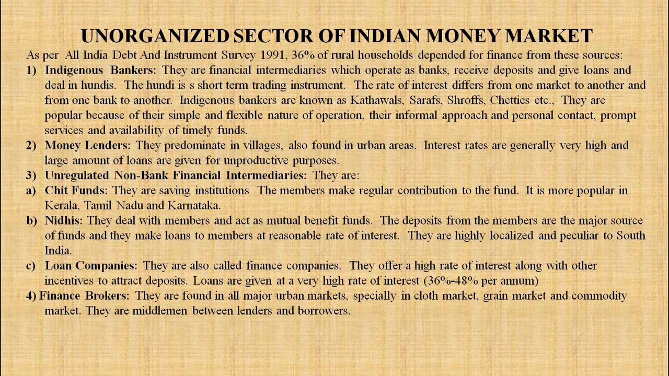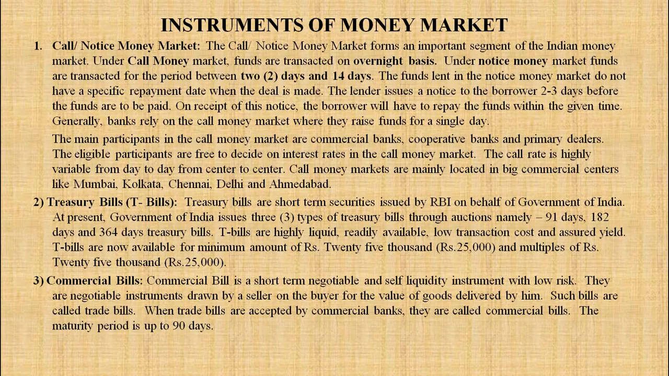And the fourth unorganized sector of Indian money market is finance brokers. They are found in all major urban markets especially in cloth market, grain market, commodity market. They are middlemen between lenders and borrowers. So this is about the one question.